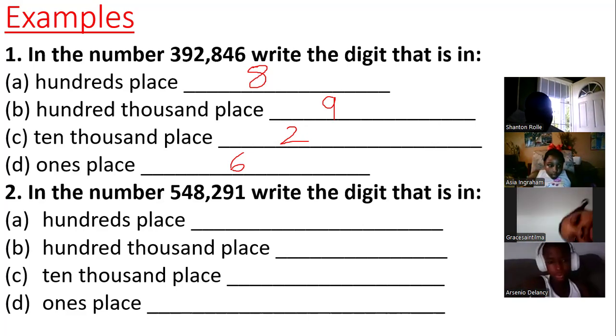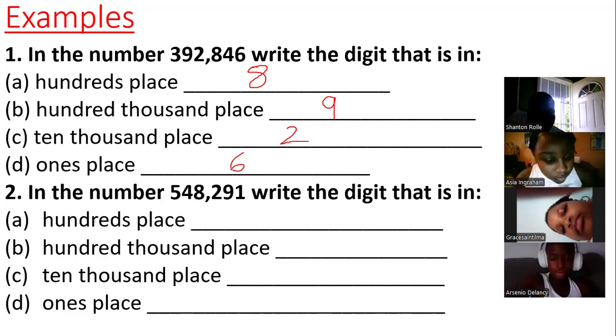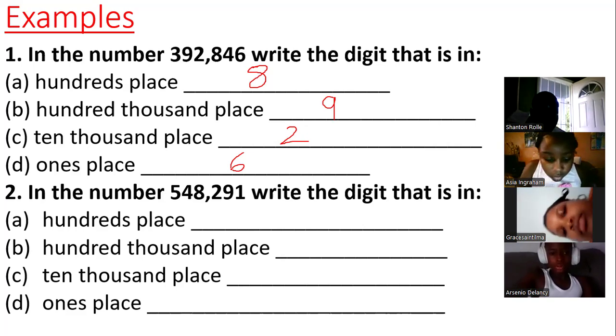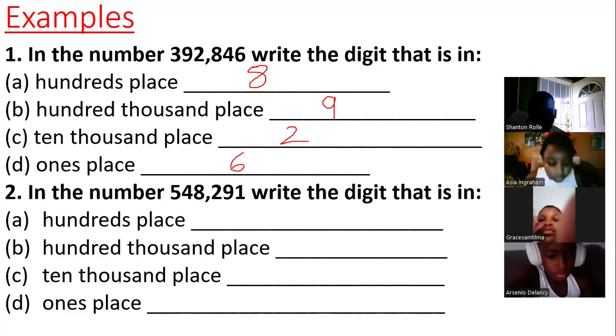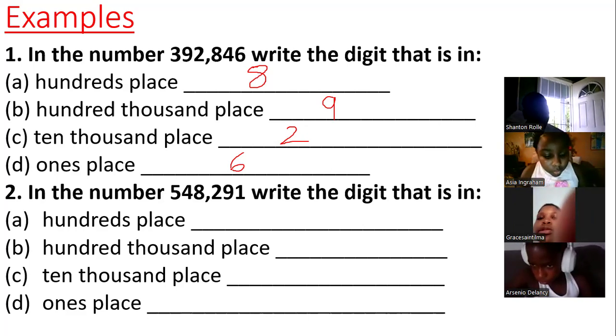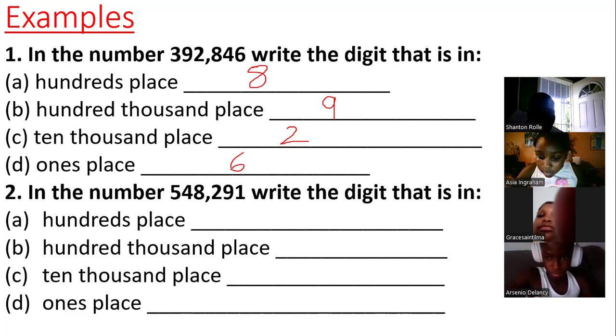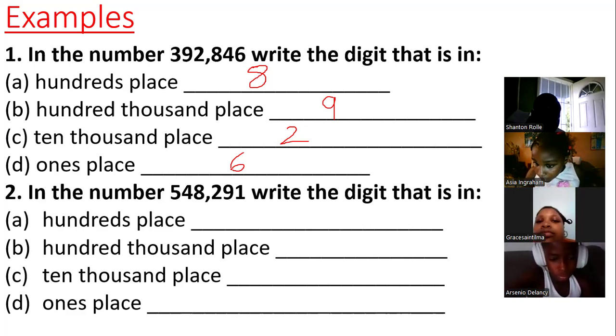All right. What number is in the hundreds place? Put A and then put your answer. Which number is in the 100,000s place? Which number is in the 10,000 place? And what number is in the ones place? All right. Put it all together. You could do it one by one if you want to quickly write.